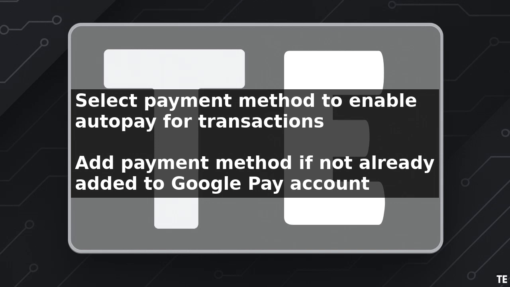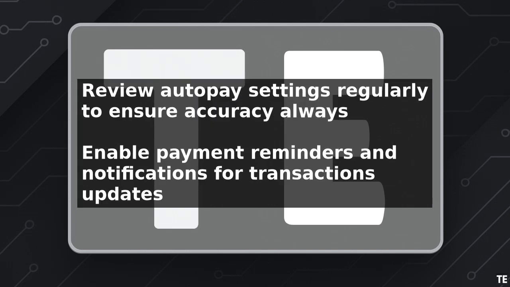Enabling Autopay in Google Pay is a straightforward process that can help you manage your finances more efficiently and reduce the risk of missed payments. By taking a few minutes to set up Autopay, you can enjoy the benefits of automated payments and focus on other aspects of your financial life. In conclusion, enabling Autopay in Google Pay is a simple and convenient way to streamline your payments and stay on top of your financial obligations. By following the steps outlined in this tutorial, you can take advantage of the benefits of Autopay and enjoy a more efficient and secure payment experience.